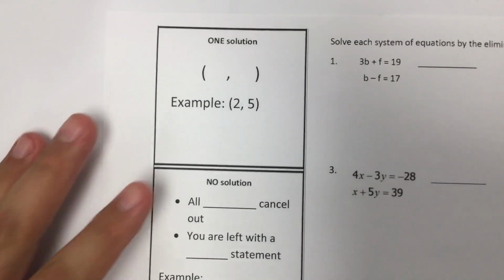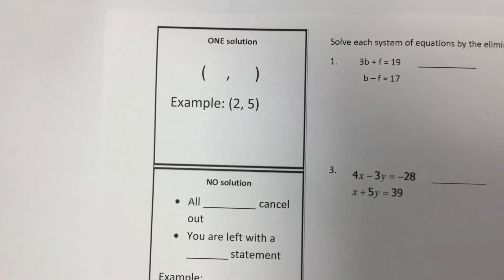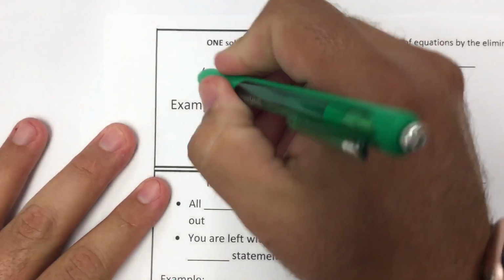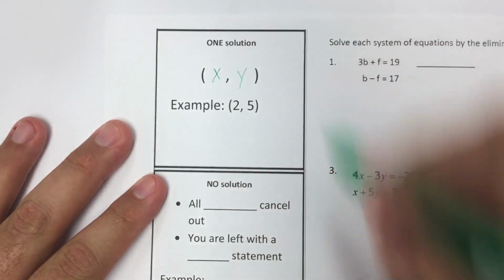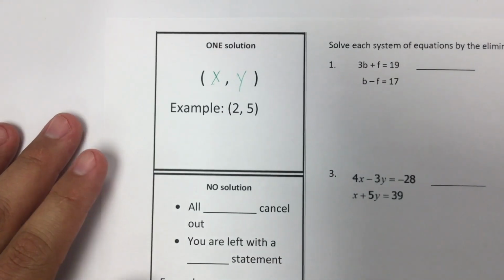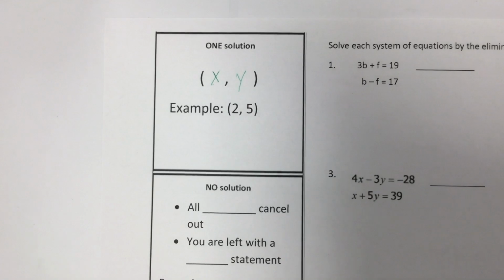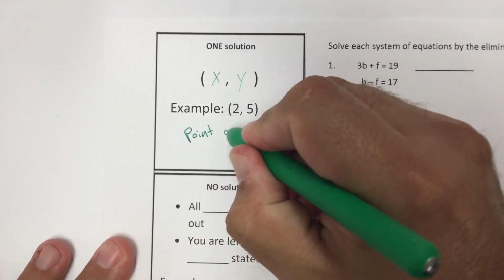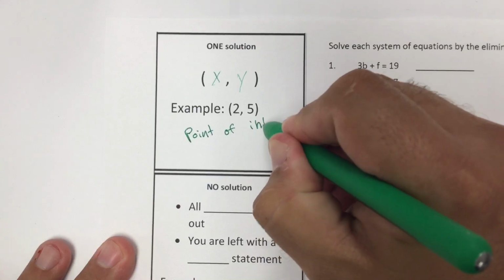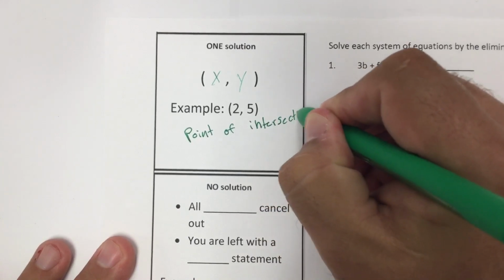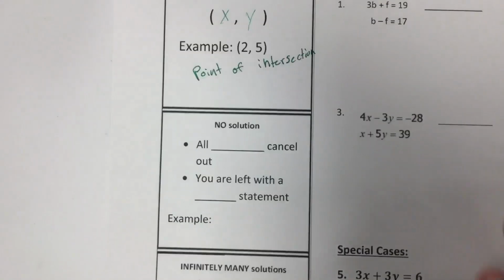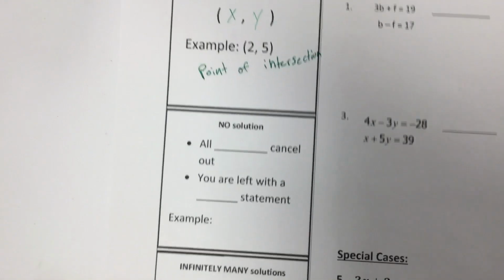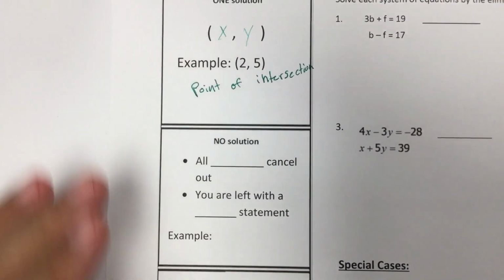Okay. Your solutions, you have one solution that's an x comma y, right? And this is going to be your point. Whenever you have a solution, this is what we call the point of intersection. Okay, when the two lines cross, that's where they'll meet. Okay, and here, that's one, right? That's where the two lines intersect.